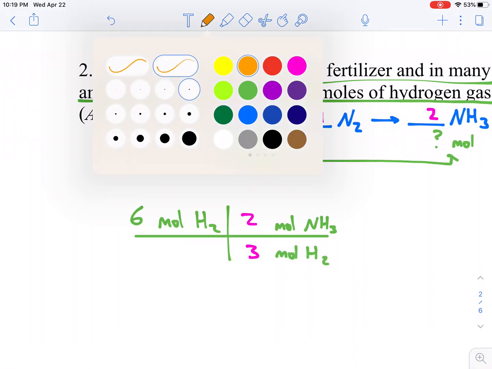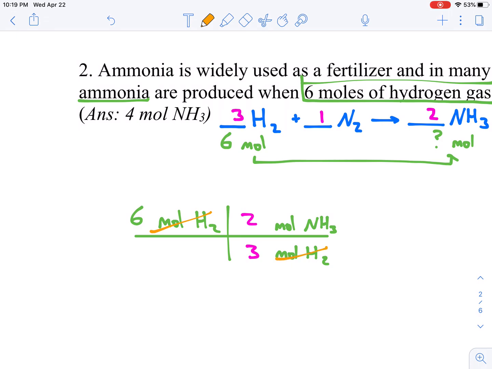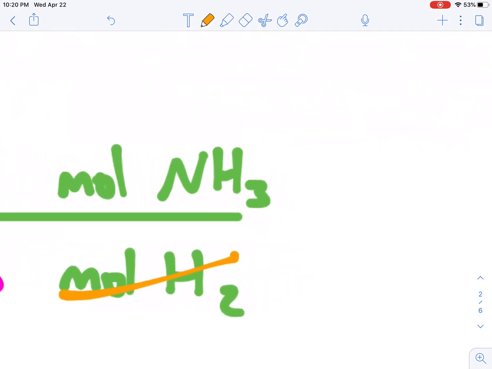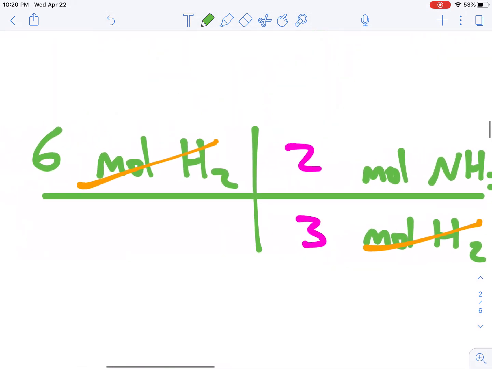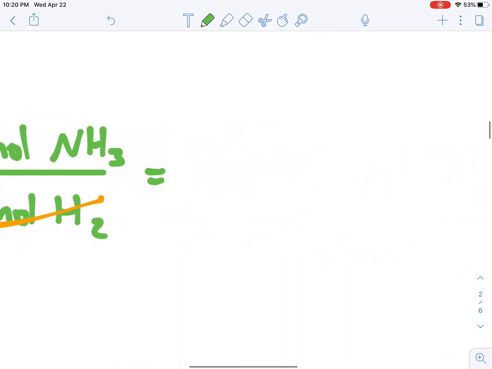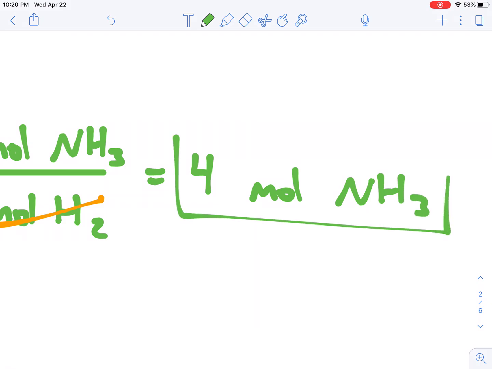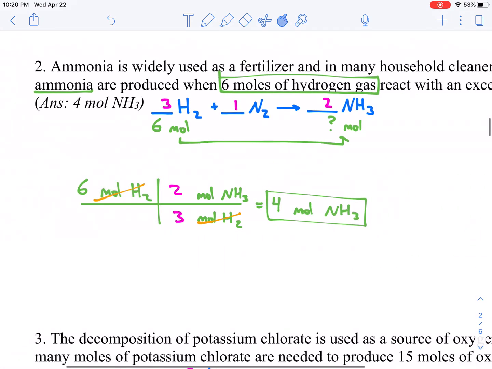You'll notice that our moles of H2 will cancel. If you do the multiplication and division here, you will be left with 4 moles, because you have 6 times 2 is 12 over 3 is 4. 4 moles of NH3. That has 1 sig fig. We started with 1 sig fig with 6 moles, right? So 6 had 1 sig fig. We end with 1 sig fig.